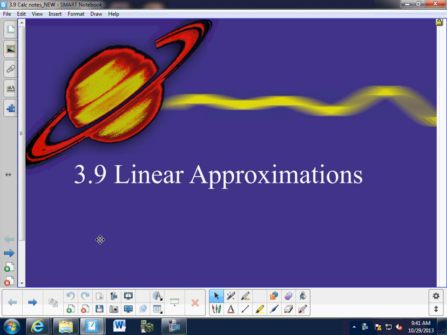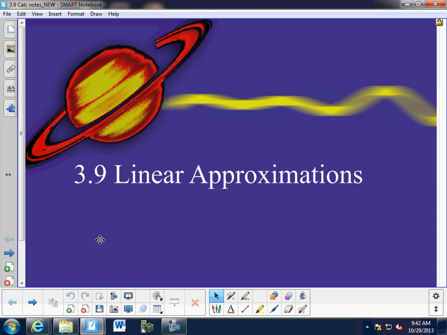The whole goal of this, the why part of this, is that sometimes in calculus, evaluating a function is very difficult for whatever reason. But evaluating a point on a line is a much easier process. So if you're somehow able to find out what the equation of the tangent line is, that's going to be a reasonable approximation of the function value at that point.